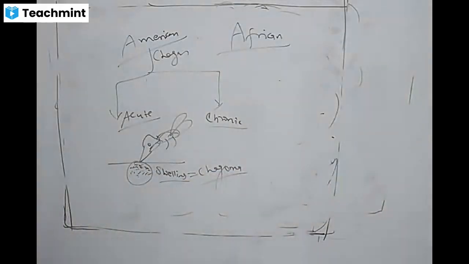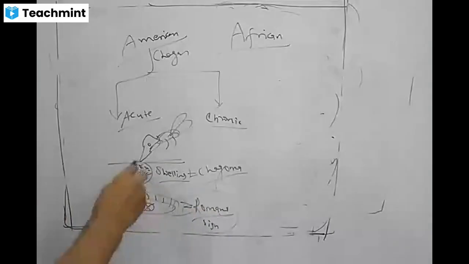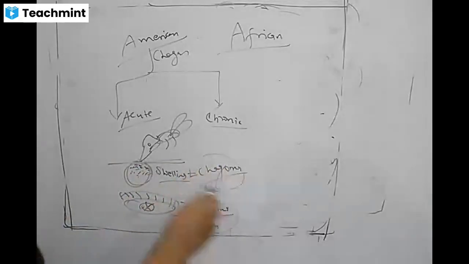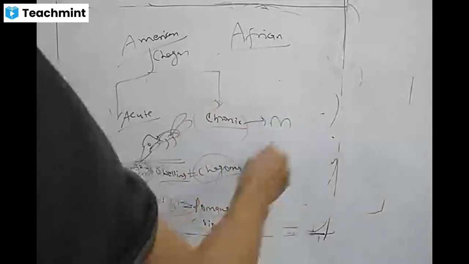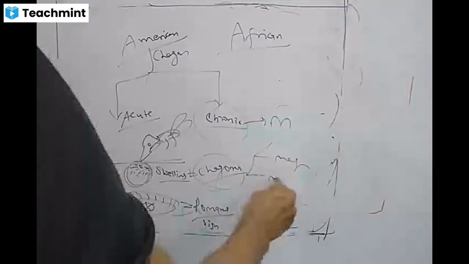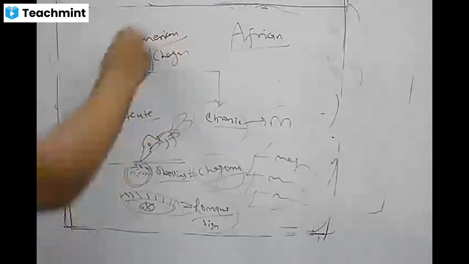chagoma. Similarly, if you look at the eyes, around the eyes there are eyelids, they become swollen. We call it Romana's sign. Means around the eyes there is swelling. Romana's sign, and the swelling at the site of inoculation, that is chagoma. But in case of chronic, we will find megacolon, myocarditis, then muscle pain, like this. So this is your American.